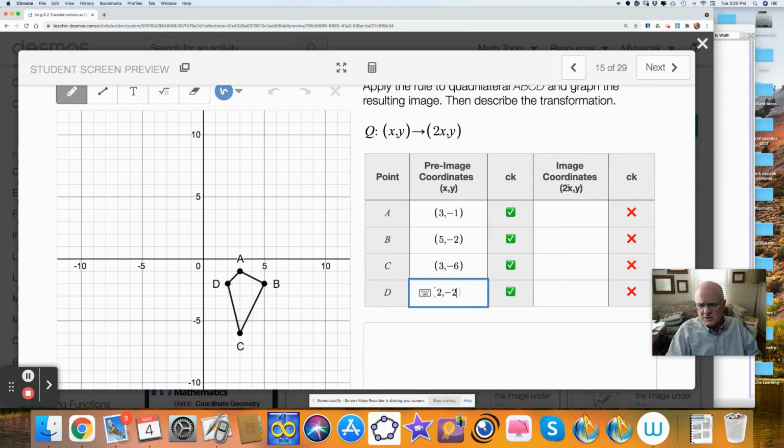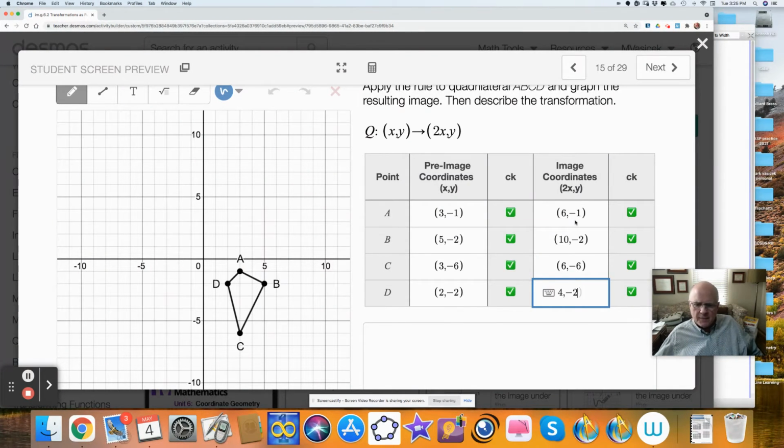And then when we apply this transformation, the y values will stay the same, and the x values are multiplied by 2. So 3 times 2 is 6, and I have negative 1. I have 5 times 2 is 10, and I have negative 2. I have 3 times 2 is 6, and negative 6. Then we have 2 times 2 is 4, and a negative 2. When I plot these points, I get 6, -1. Here, I get 10, -2, 6, -6, and 4, -2.